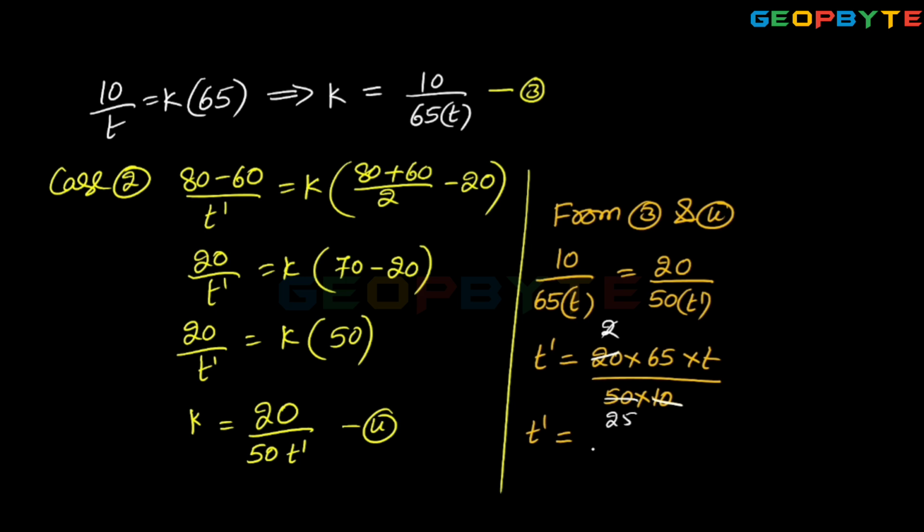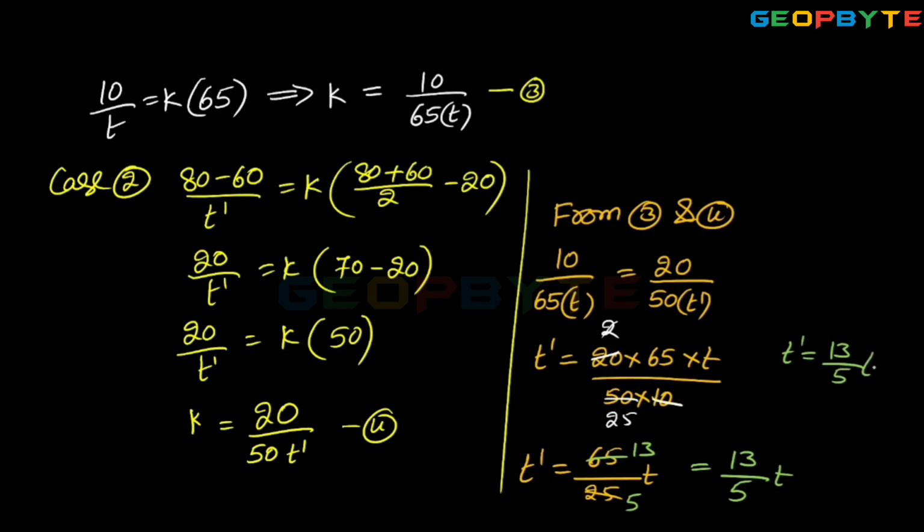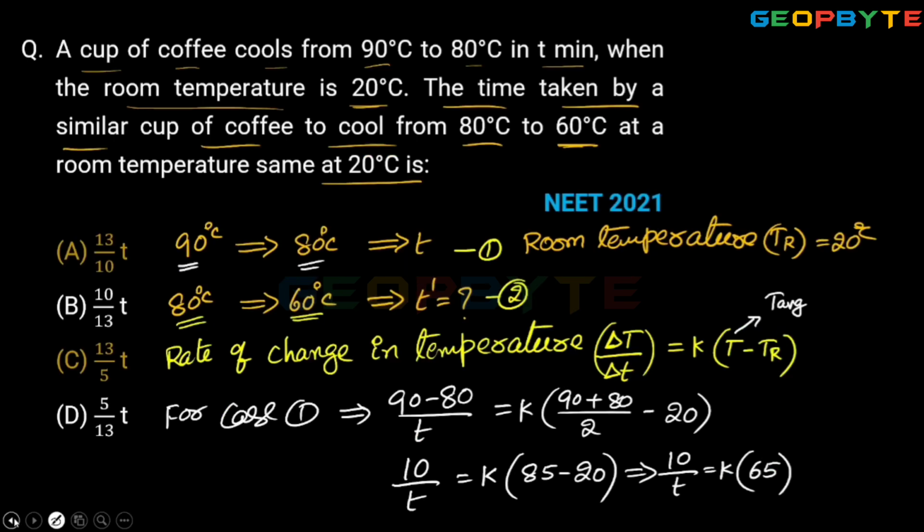So finally, let me write it clearly, T dash equal to 65 by 25 into T. Here 5 times, 5 13 times. It is equal to 13 by 5 T. So you got T dash equal to 13 by 5 into T. That is the answer. Look at the options. 13 by 5 into T. Option C is absolutely correct. Understood clearly?